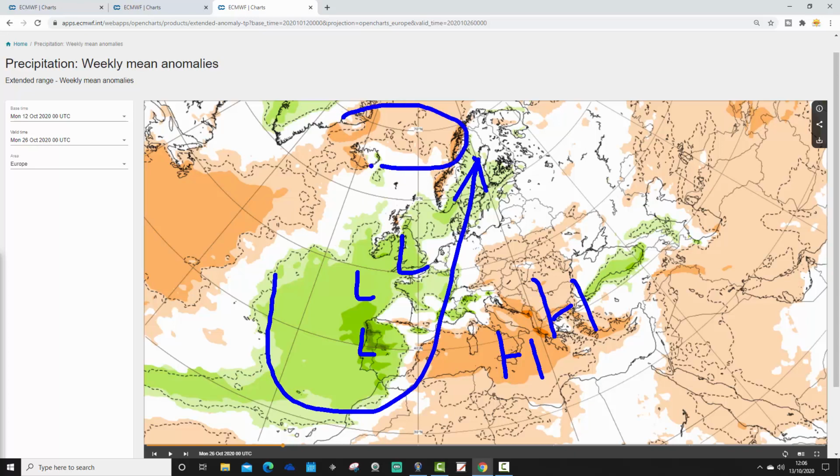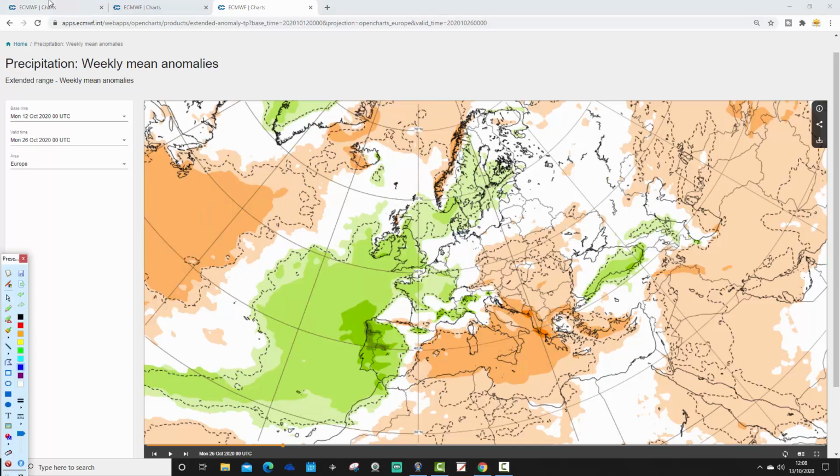Notice drier than average though from Norway over to Iceland, so the blocking never goes away. It's still there, it just recedes back a little bit further northwards, and it's still there in the Atlantic as well. So this is still broadly a blocked theme with northern blocking. But we just go onto the mild side of the trough and the ridge, or the trough and the block, if you like, and turn things milder and wetter.